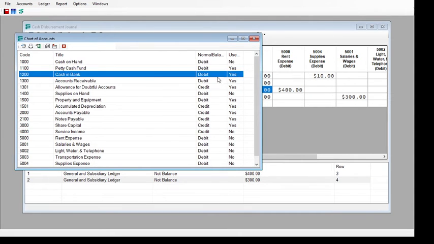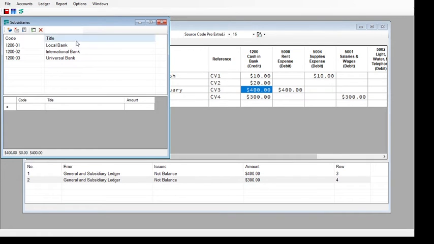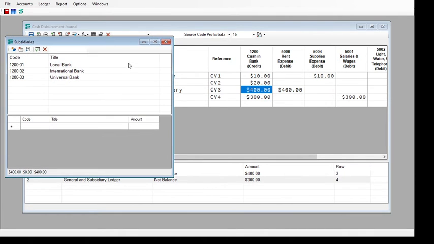Here is my cash in bank, which under the column use SL, meaning use subsidiary ledger. So I will provide for the subsidiaries. When I click the subsidiaries window, the list of subsidiaries for the cash and bank is shown. I can choose one of them, all of them, or some of them.